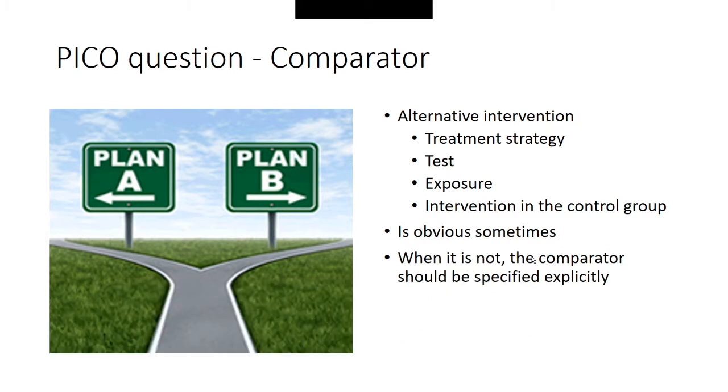C is for comparator. It's an alternative intervention. It can be a treatment strategy, a test, an exposure, or an intervention done in the control group. Sometimes it's obvious, but when it's not, the comparator should be stated explicitly. For example, in this diagram, we could be comparing plan A to plan B, but we also could be comparing plan A versus nothing, placebo. Sometimes it's obvious. If it's not obvious, we need to specify exactly what the comparator is.